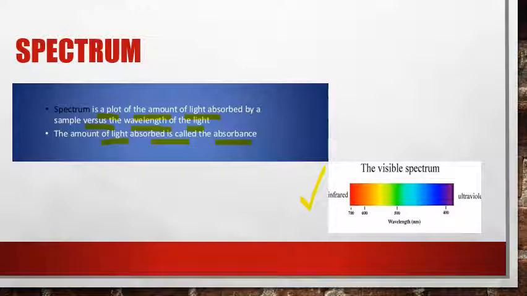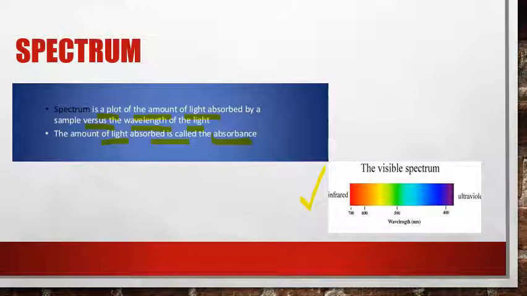Some of the wavelengths of light in the visible range are absorbed by the sample, and you get a dark area where that wavelength is absorbed. So we can easily understand the amount of light which is absorbed by the sample. That is called the absorption spectra.